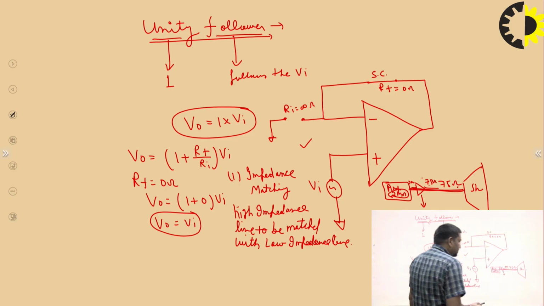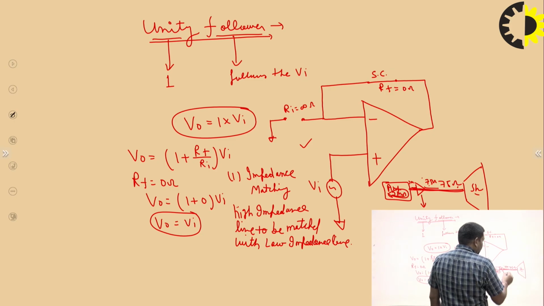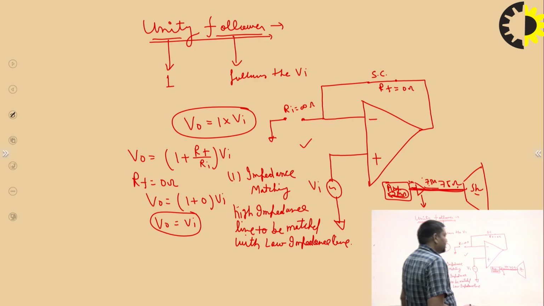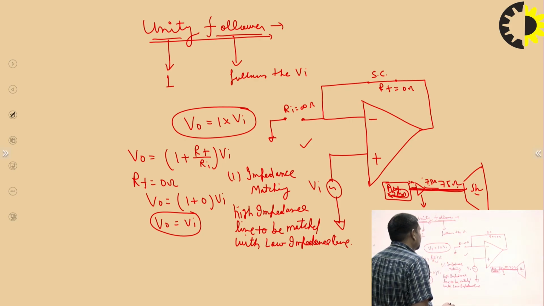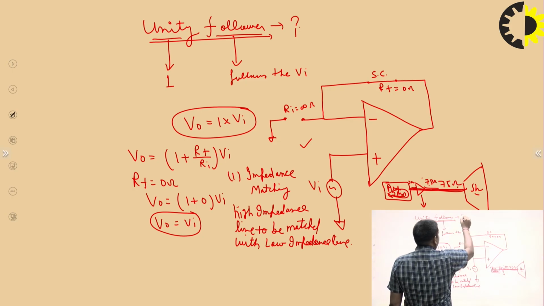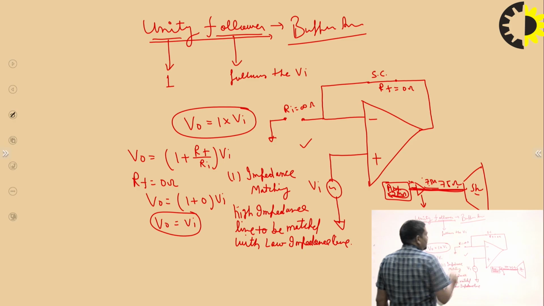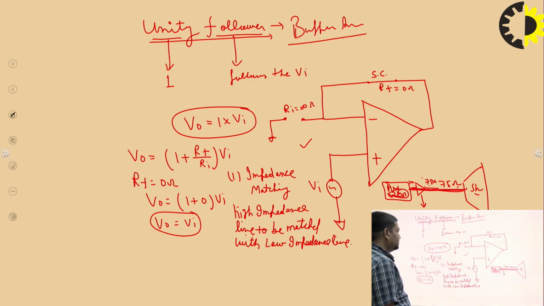That means output and input are matched, and the maximum power is transferred from the amplifier to this speaker or this lead. So this op-amp works as an impedance matcher circuit. The unity follower is also called a buffer amplifier, which performs impedance matching between a high impedance line and a low impedance line.